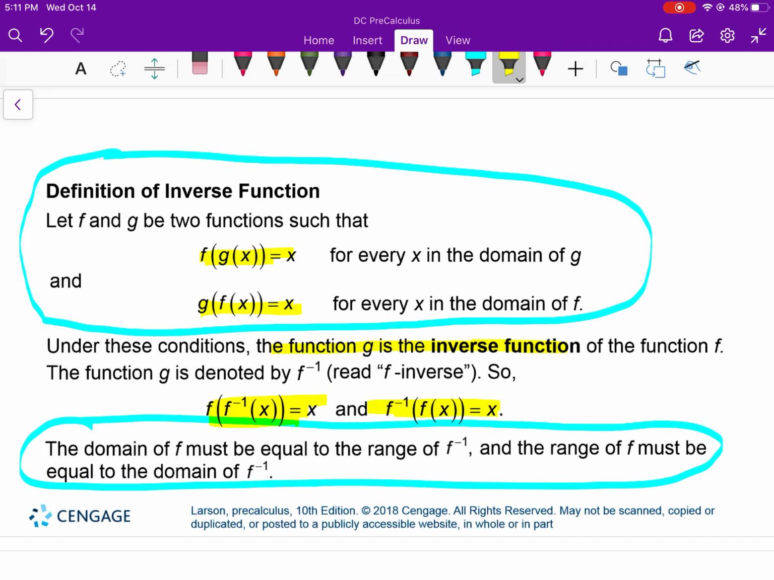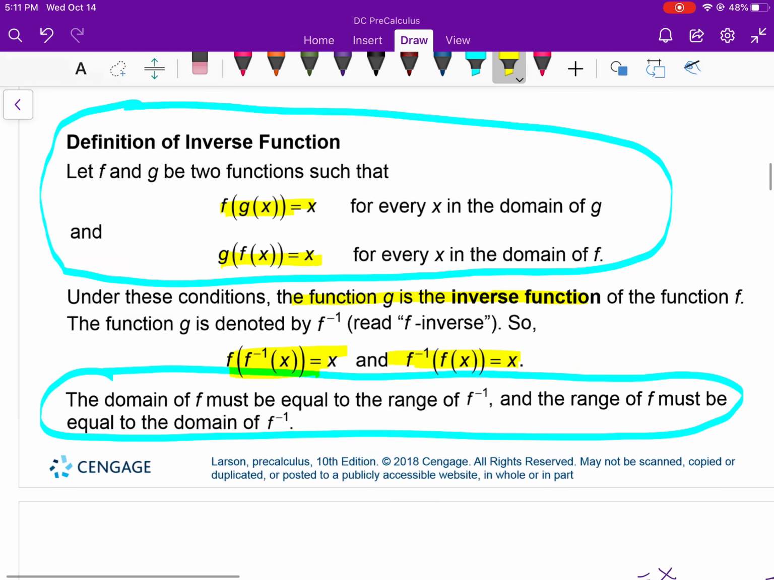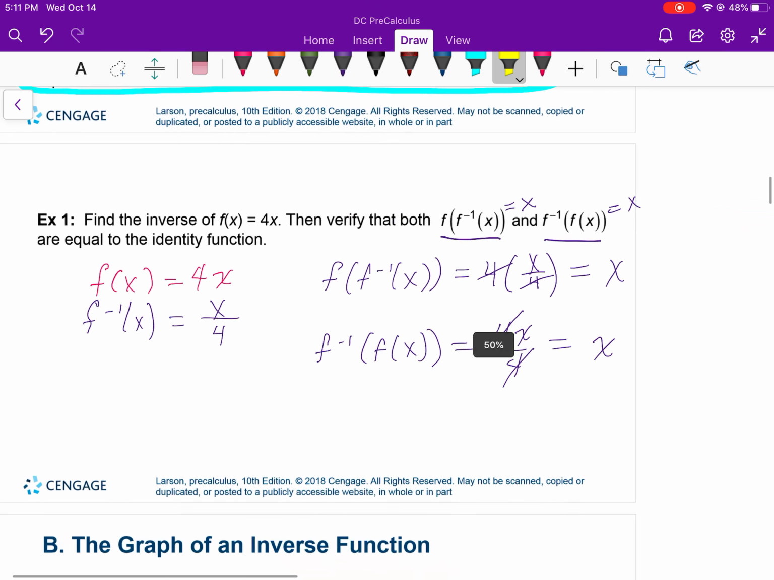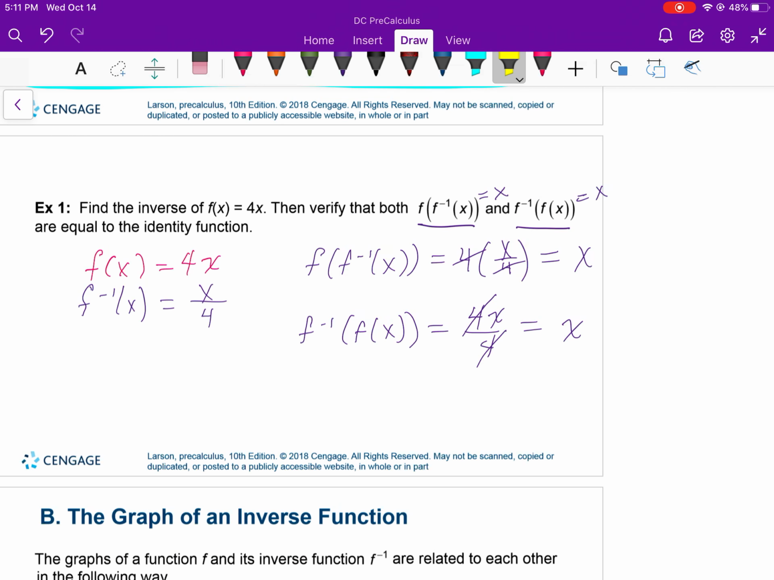And then again, it states that the domain of f must be equal to the range of f inverse, and the range of f must be equal to the domain of f inverse. On this slide, we just practiced. We found the inverse of 4x, so the inverse of multiplying by 4 is dividing by 4. We did the composites and showed that we got x. So verifying your composites means that you're going to put one function inside of the other and show that you get x back as an answer.